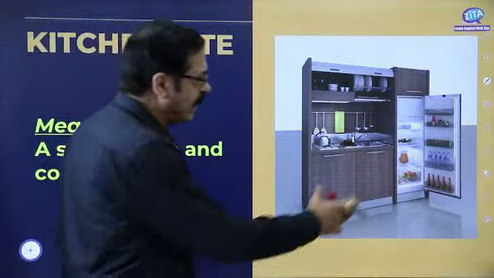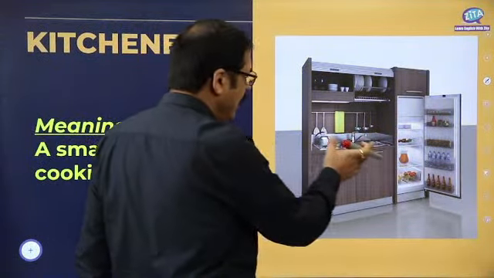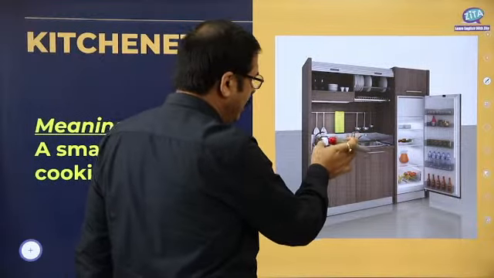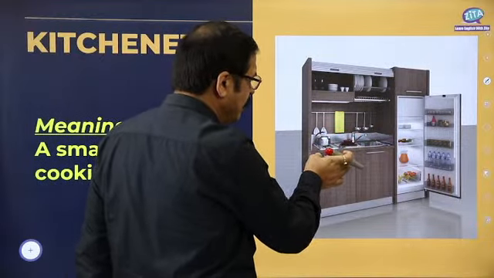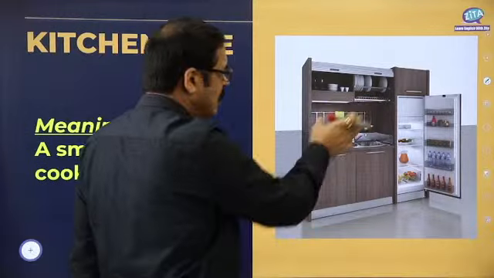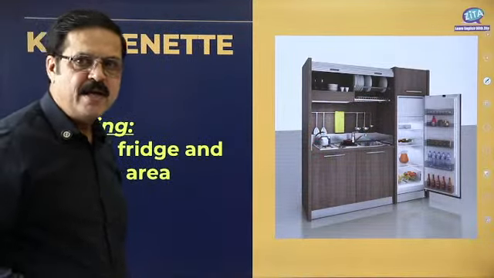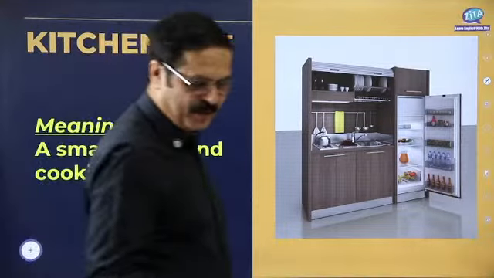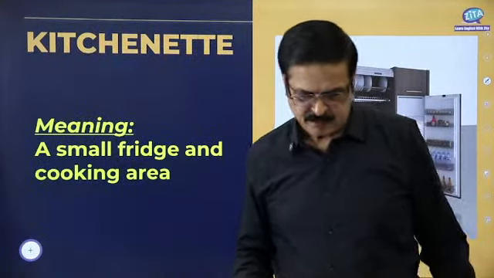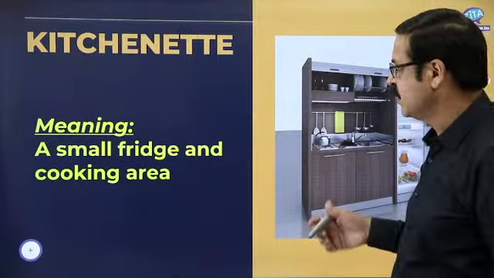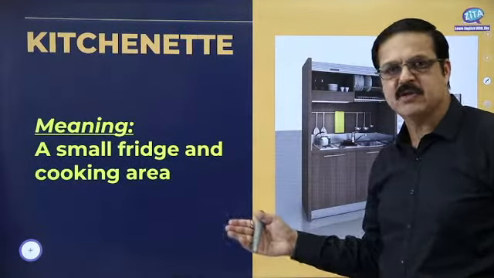Something like this is a kitchenette. You have a fridge here. You maybe have an oven, a small chimney, and then you have all these plates and some crockery here, and that is the kitchenette. Absolutely right. A small fridge and cooking area is called a kitchenette.